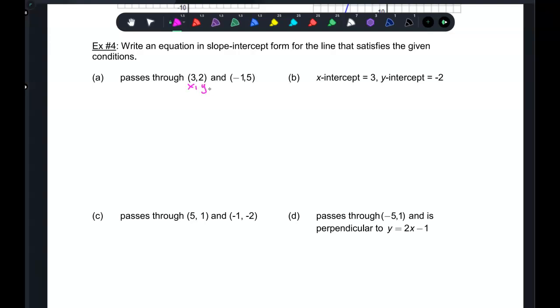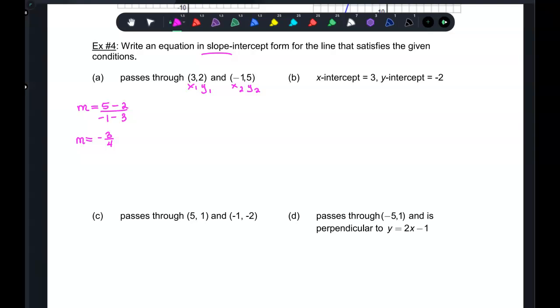So let's start with what I need to find. What's the first part of the word? Slope. So I'm going to do y2 minus y1 over x2 minus x1. So what do we get for the slope? Positive 3 over negative 4. It's okay, just negative 3/4. It doesn't matter.